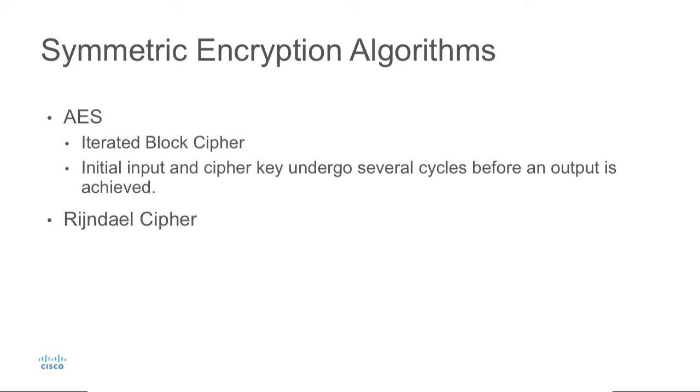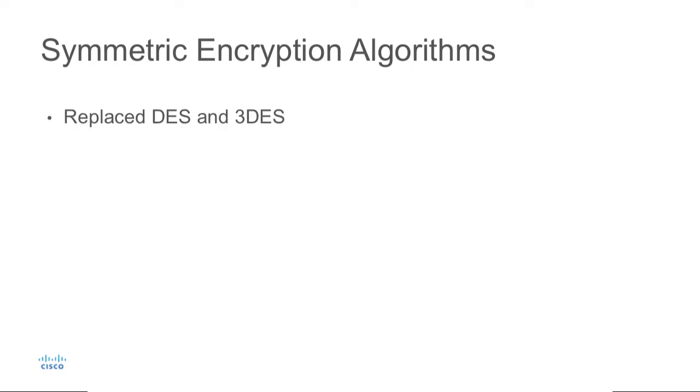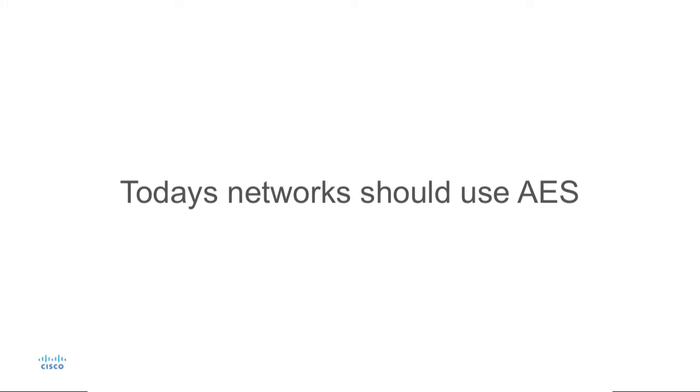It's based on the Rijndael cipher, and this specifies variable block sizes and key sizes. But when we talk about AES, the key lengths that we use are going to be 128, 192, or 256 bits. We are going to be encrypting 128-bit blocks with AES. Now, AES was chosen as the replacement for DES and triple DES. It is much stronger than DES, and it is faster than triple DES when it's run on similar hardware. So the moral of the story is that in today's networks, our modern encryption standard should be AES.